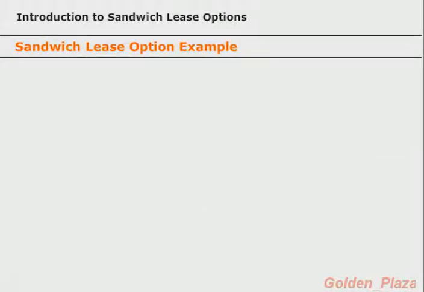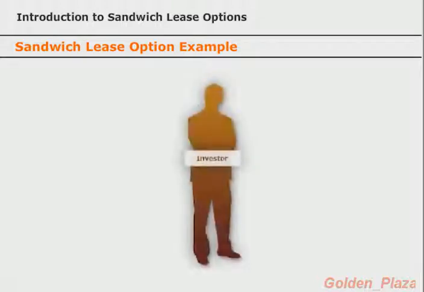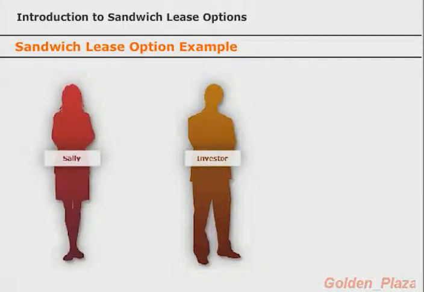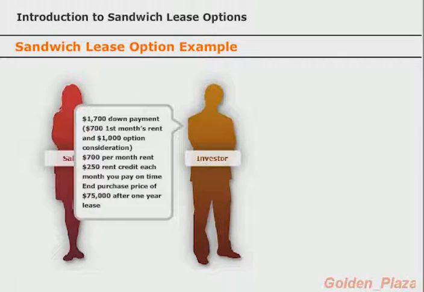I certainly will. For this example, assume you are the investor, and let's say you find a home seller. We call her Sally, who is willing to let you control her property through a lease option. As part of the deal, you agree to pay Sally a down payment of $1,700, $700 first month's rent, and a $1,000 option consideration, and $700 a month rent. Additionally, Sally allows you $250 in rent credit each month you pay on time and an end purchase or option price of $75,000 after the lease term of 1 year.